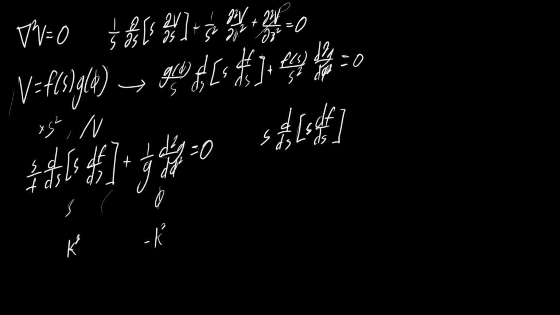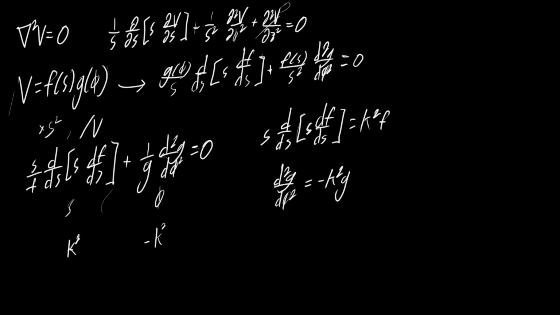So we get s d/ds of s dF/ds is equal to k squared F, and then here we're just going to equate this to negative k squared, and we're going to move the G to the right side. So that's what we did in this first step here. So d squared G/dφ squared is equal to negative k squared G.